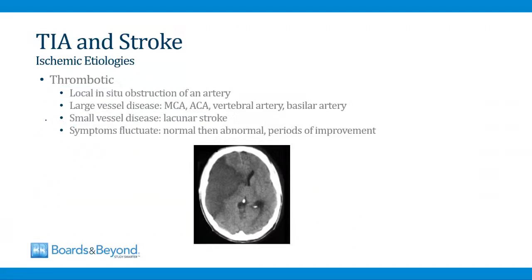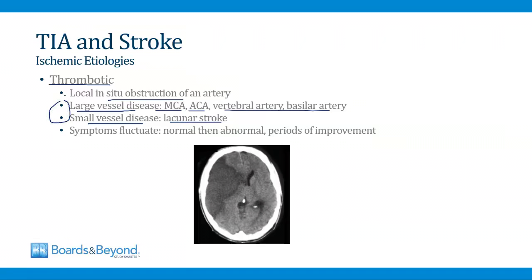As I said, there are three causes of ischemic strokes. The first one is thrombotic. A thrombotic ischemic stroke means there is local in situ obstruction of an artery. This is often one of the large vessels in the brain, vessels like the middle cerebral artery, the anterior cerebral artery, or the vertebral or basilar arteries. You can also have a thrombotic stroke from small vessel disease. These are called lacunar strokes. And in the second video on strokes, I talk about all these different subtypes in greater detail.